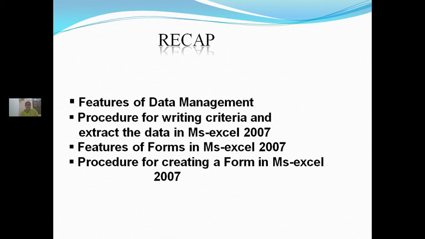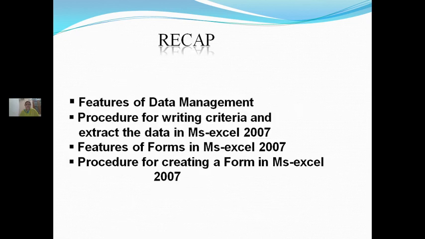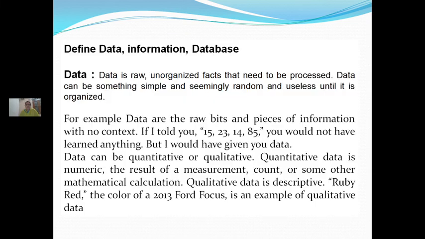Okay, students, today we will be discussing the definitions of data, information, database, and entity, attribute, record, table, field, and row, and also RDBMS. We'll see the list of components of MS Access 2007 and the features of these components, and also the procedure to create a database in MS Access 2007. Now let us move to the next slide.